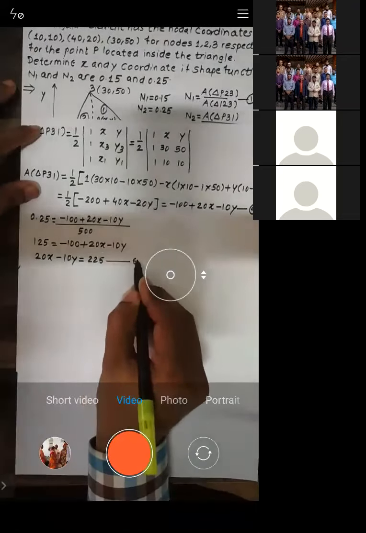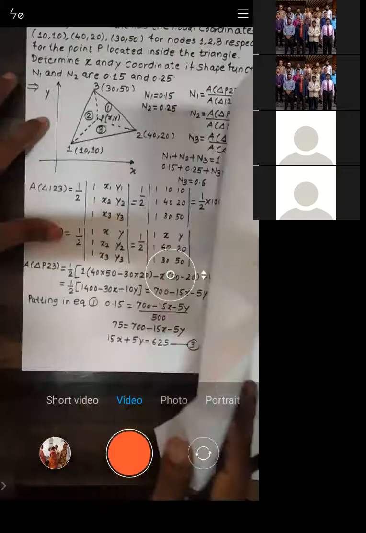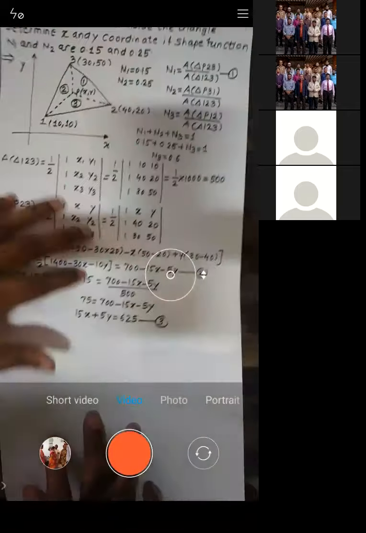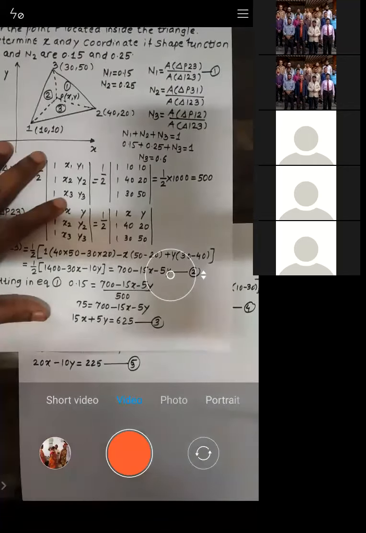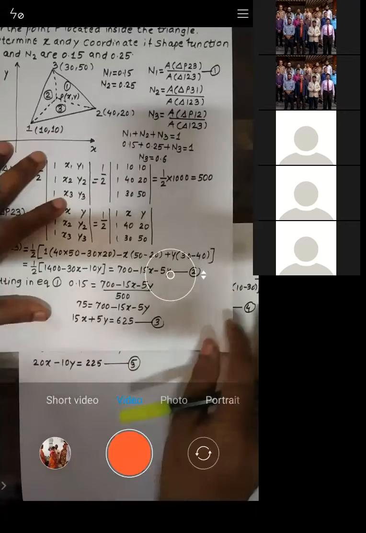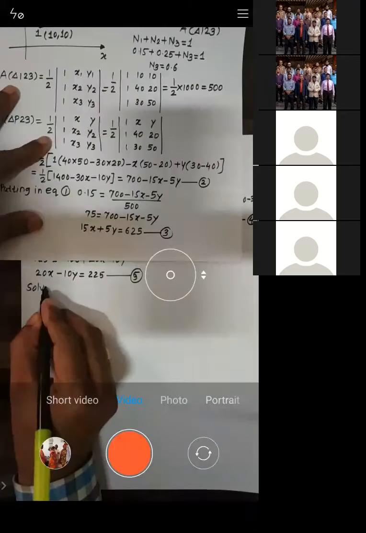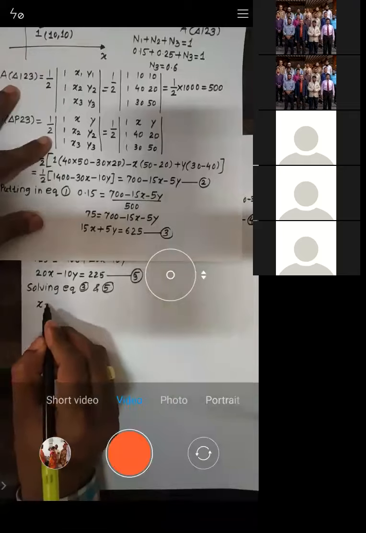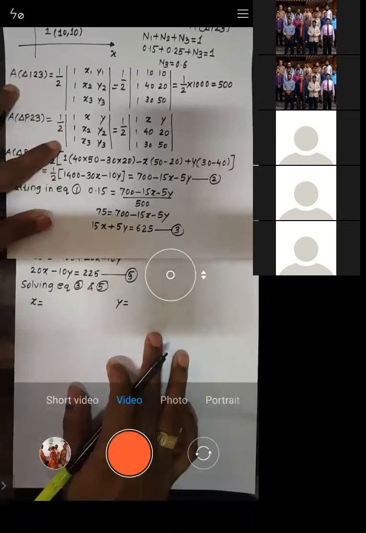So let's call this equation number 5. Now, can we solve equation number 3 and 5? Can all of you solve these two equations in your calculator? So solve equation 3 and 5 in your calculator. Okay, you can calculate the value of x and the value of y, right? So let's do that.